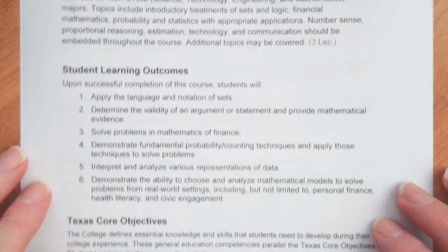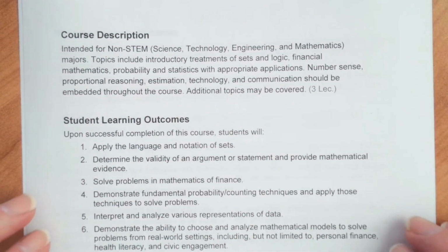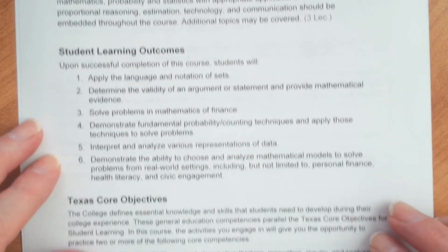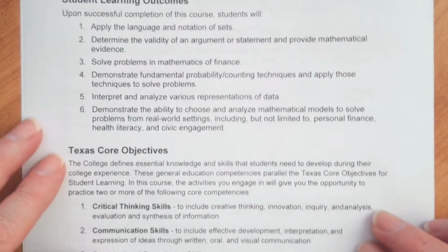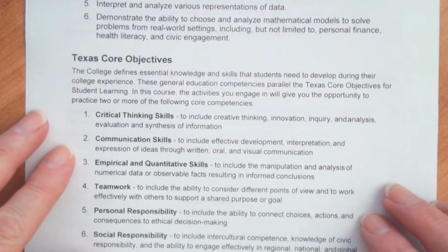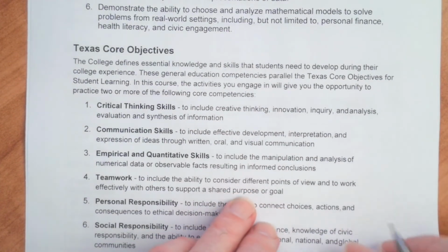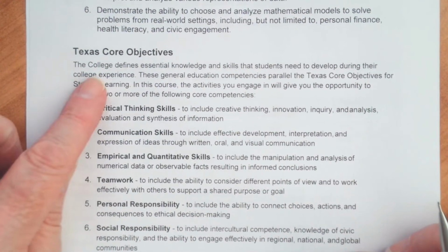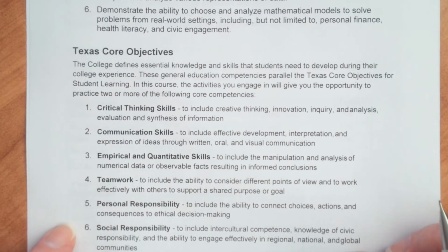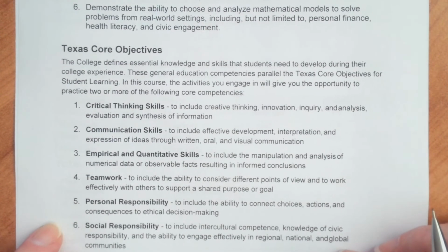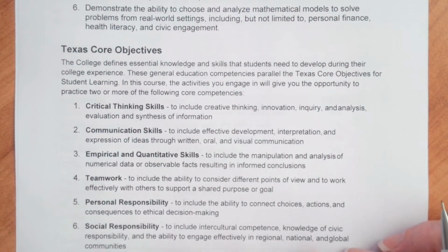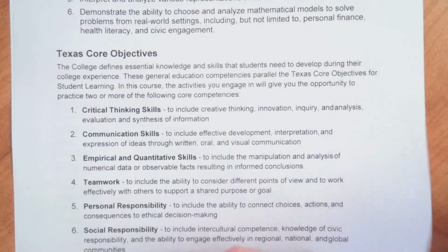Let's move on. On the next page, we have a course description, student learning outcomes, and Texas core objectives. So you should look those over. They just give you a little more information about the course. These objectives deal with what we're really trying to help students with in their experience at the community college, things we want you to leave with.